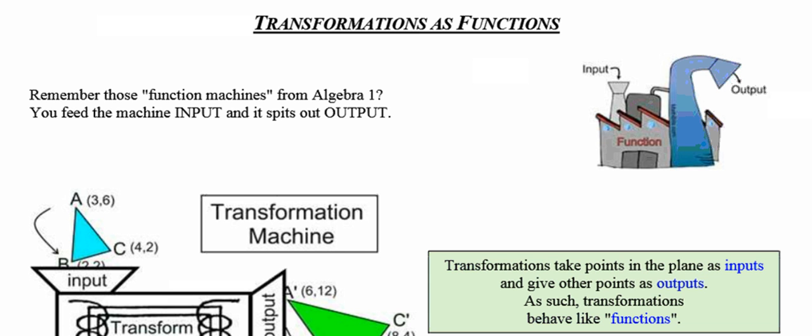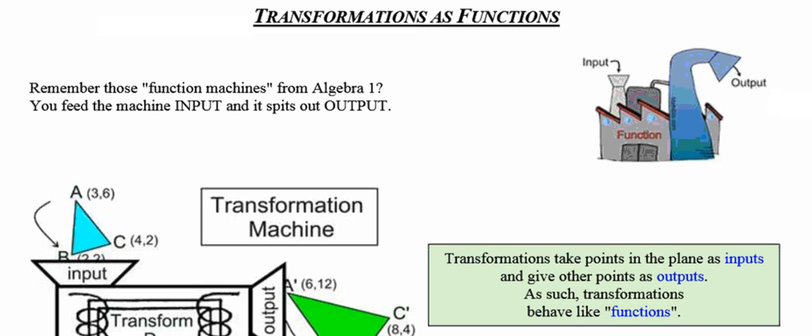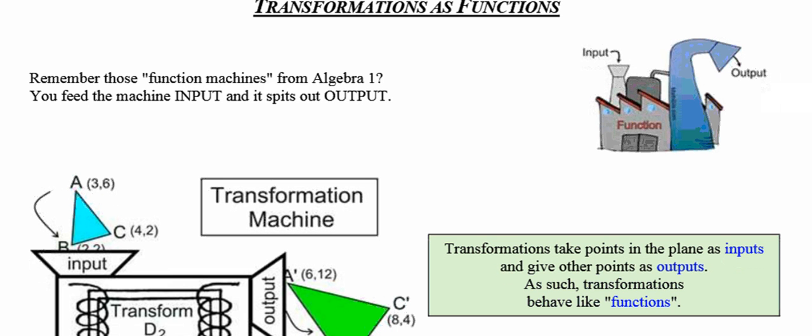In this video, we're going to consider transformations as functions. And to do this, I want you to think back to those function machines that you used in Algebra 1. You input something into the machine, performed a function upon it, and then had it spit out something that you called the output. Well, now we're doing exactly the same thing, but instead of performing a function on the input, we're performing some kind of transformation on the input.